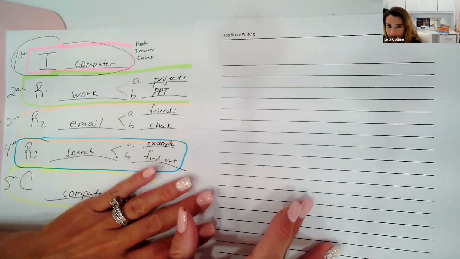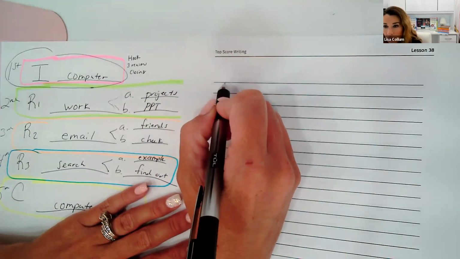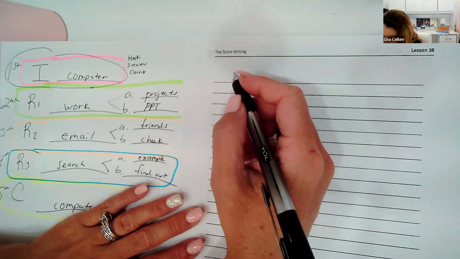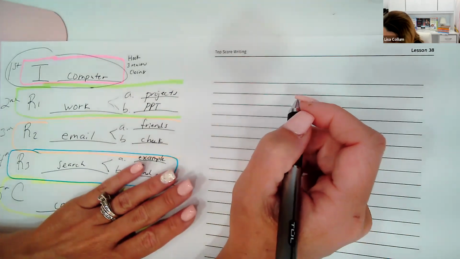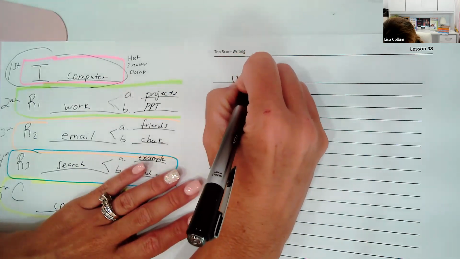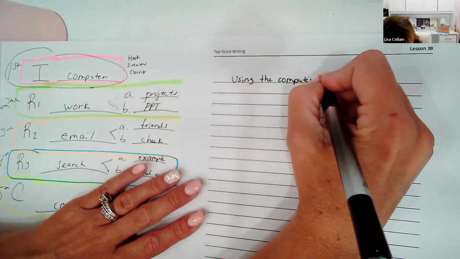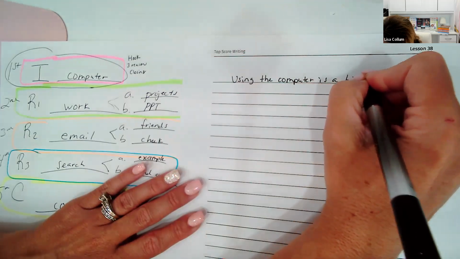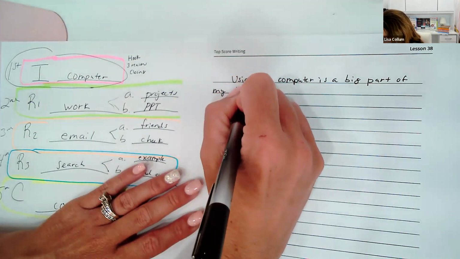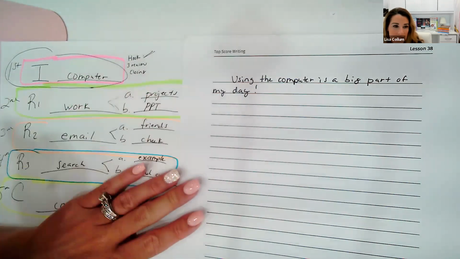Okay, so I'm going to come over here. I'm going to indent because I'm starting a new paragraph. And we know a hook can be simple, like a simple statement or a question. I think I'm going to start with a simple statement for today. I'm going to say, using the computer is a big part of my day. That's going to be my hook. So I'm going to come over here and put a check by hook because I did my hook.